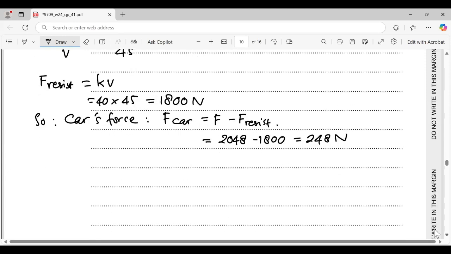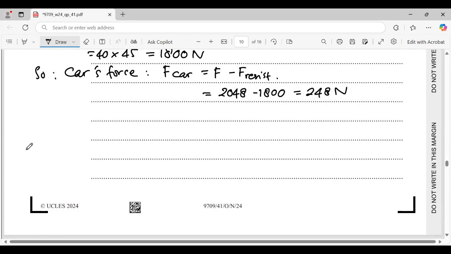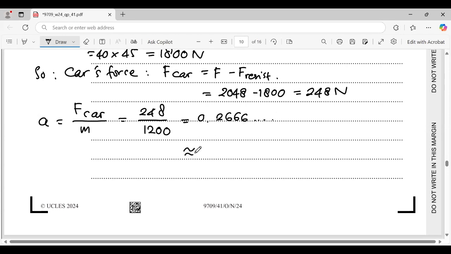And after that, we're going to use Newton's second law, that a equals F car, the car force, divided by mass m. So 248 newtons divided by 1,200, and it is 0.2666, rounded off becomes 0.267 meters per second squared. The unit for acceleration is meters per second squared. And next question.